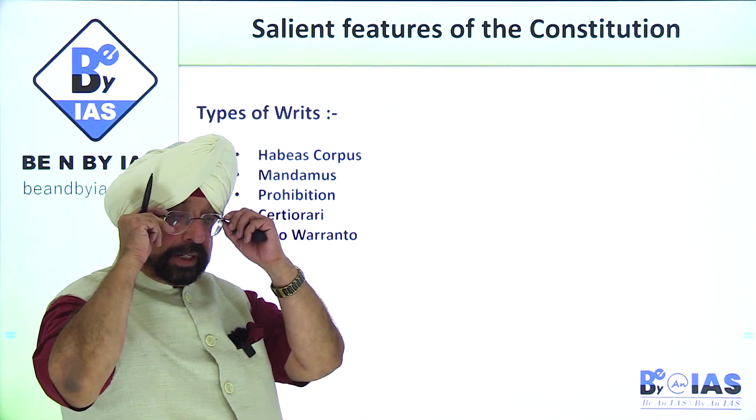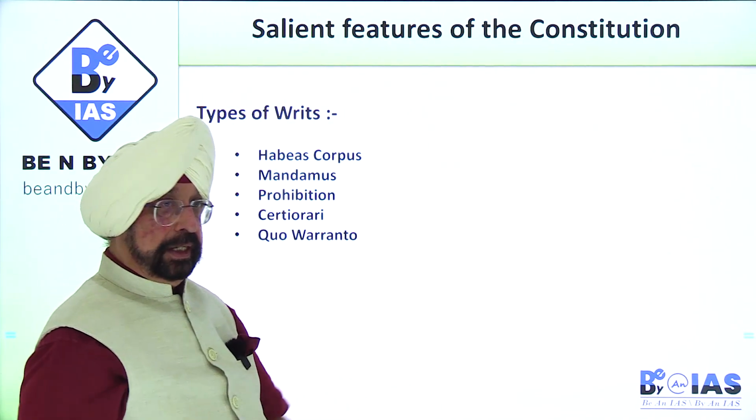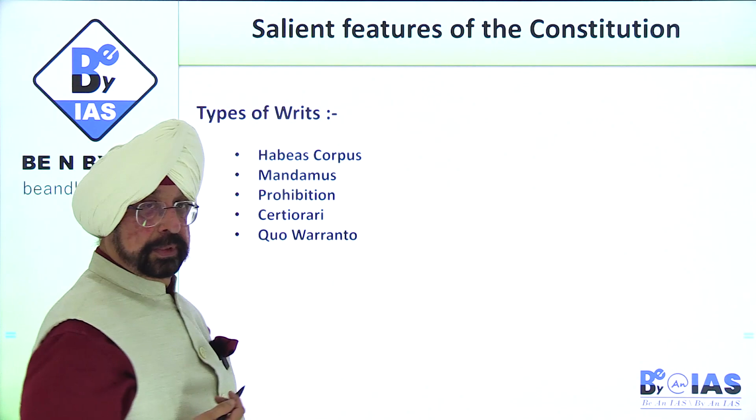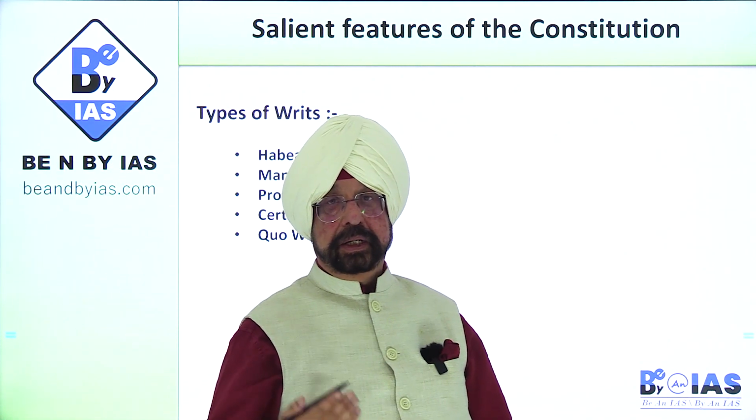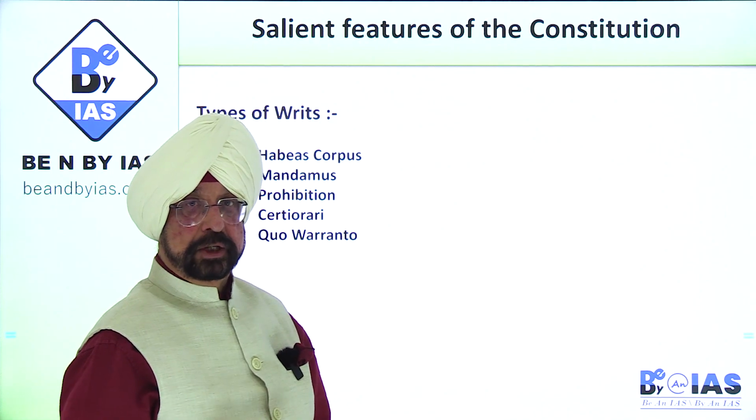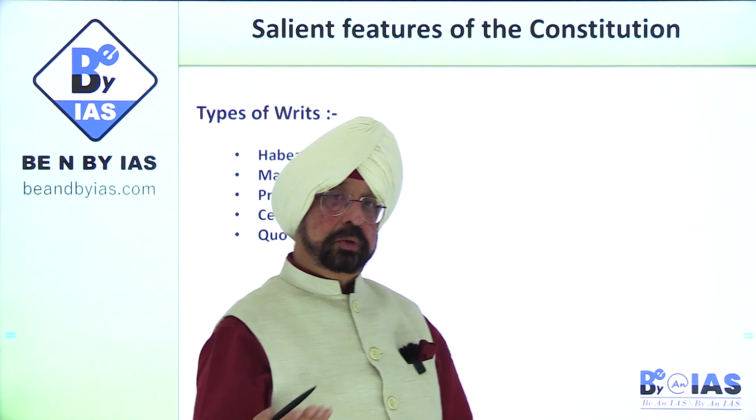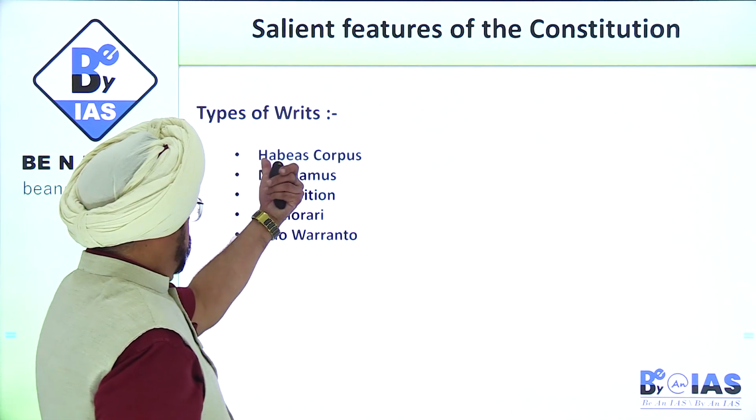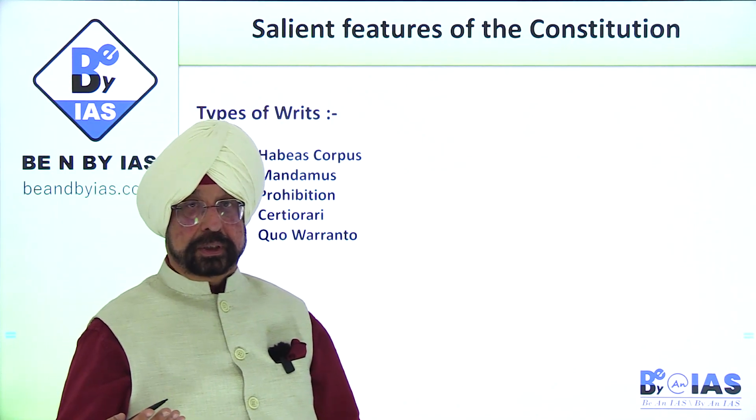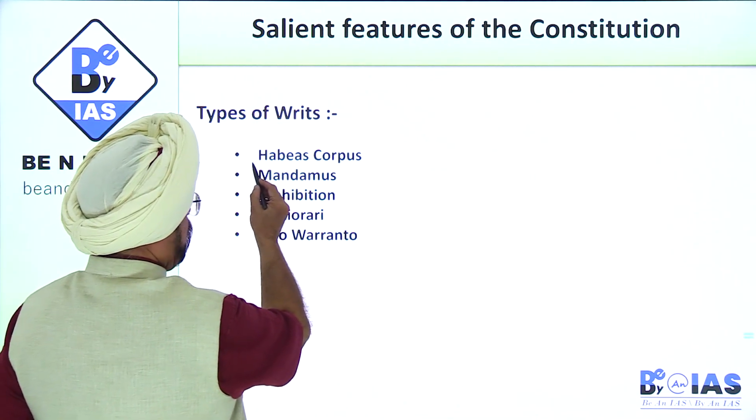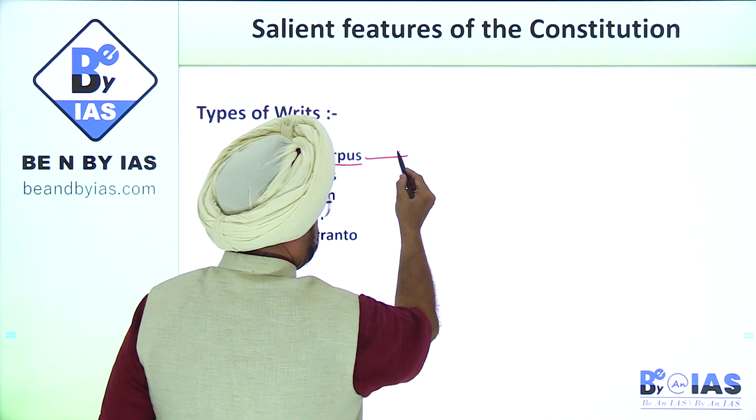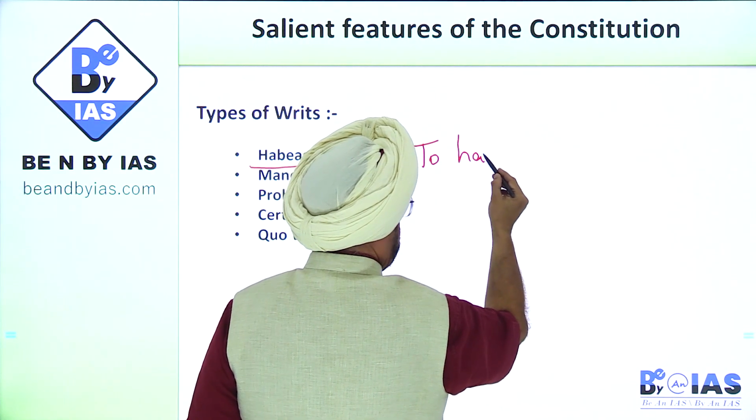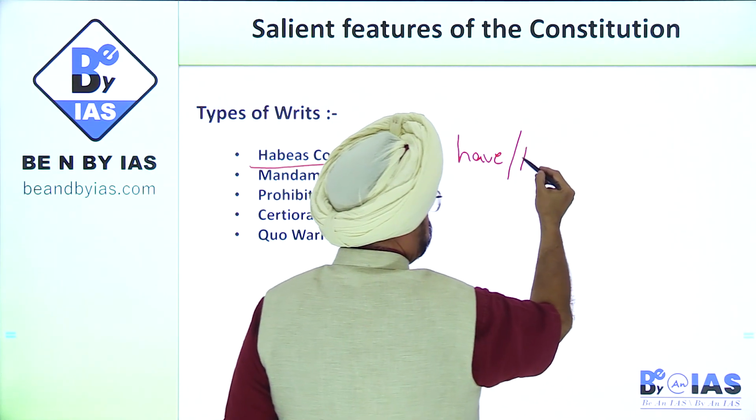Now, a very important term which is generally asked in the General Studies paper is the types of writs. A writ is an order from the highest court or the High Courts, either by the Supreme Court or by the High Courts. Basically there are 5 writs. One is called habeas corpus. Its literal meaning is to have a body, to produce a body.